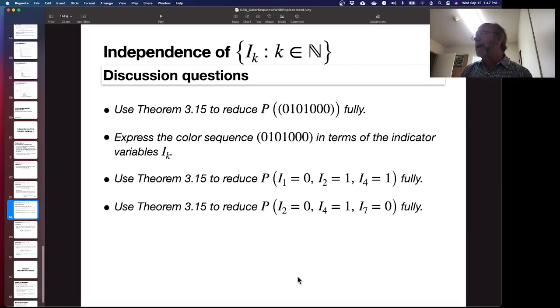So in the first one, as we mentioned, reduce this thing fully. Actually, I could apply theorem 3.15 one time, and I would get a product of 2 probabilities. But then I could apply it again. So the idea in this first bullet point is to apply theorem 3.15 repeatedly until you can't apply it anymore, and see what you come up with. I think you'll find the result interesting.